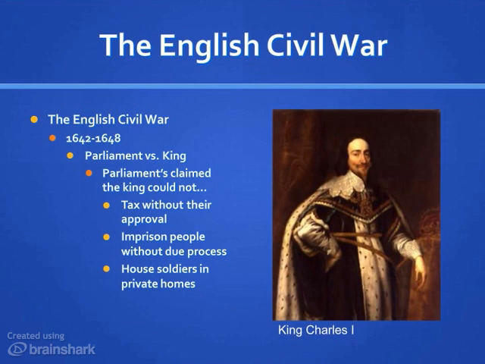Parliament was a representative body that claimed a right to govern alongside the king. Specifically, they claimed that the king could not issue taxes without their approval. The king could not imprison people without a reason for doing so, nor could the king house soldiers in private homes. King Charles I, however, opposed any efforts to limit his power. War broke out, and ultimately, Parliament will win. In 1649, they will actually execute King Charles I and will set about creating a new government without a king.